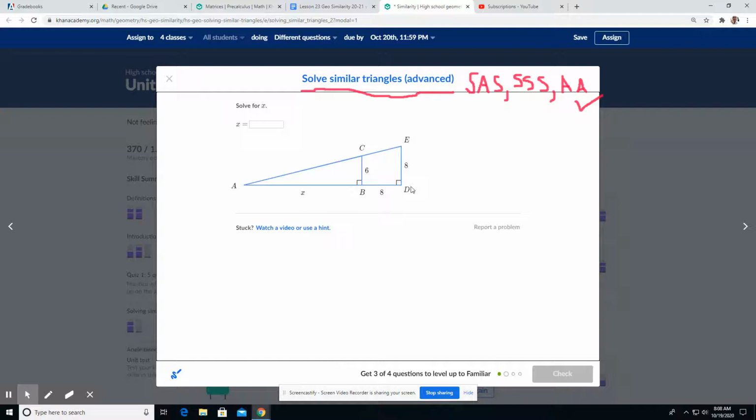Looks like the same kind of problem here. Just wanted to kind of set you up with this. So this whole side here would be what? All right, we just practiced that.